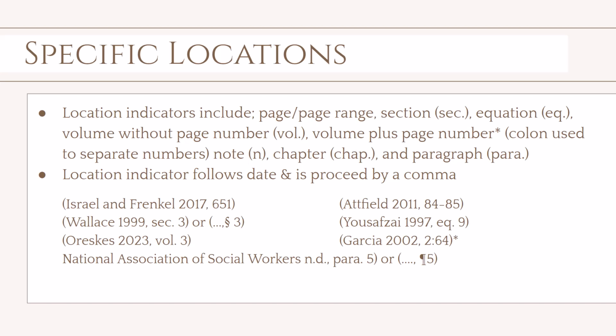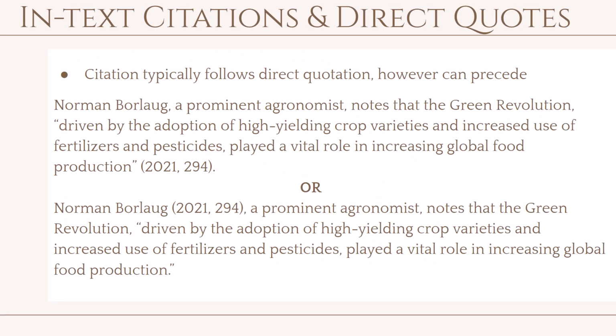The location indicator follows the date in the citation and is preceded by a comma. The examples on this slide showcase various location indicators. Citations typically follow direct quotations. However, they can precede them, particularly with narrative citations. You can either place the citation with year and location at the end of the quote or immediately following the author. Parenthetical citations following a direct quote would include author, year of publication, and location indicator in a single citation.